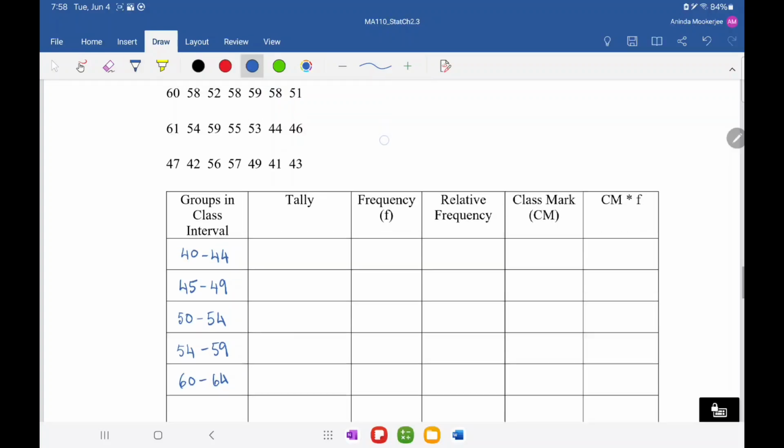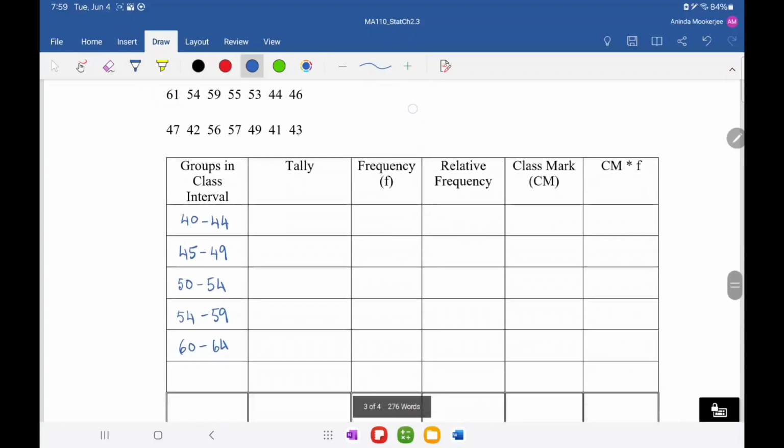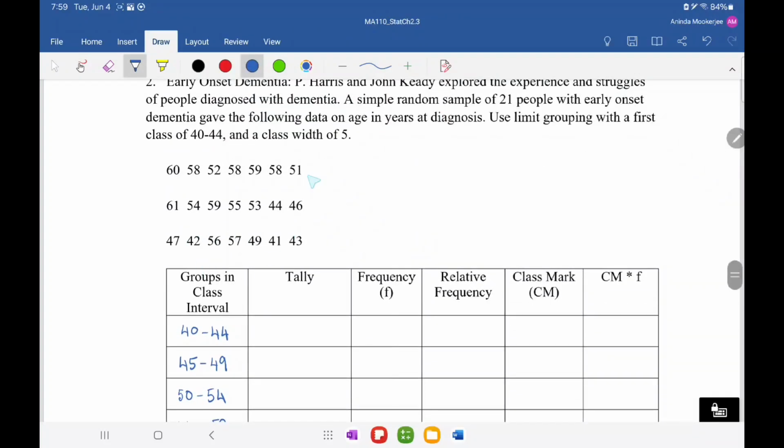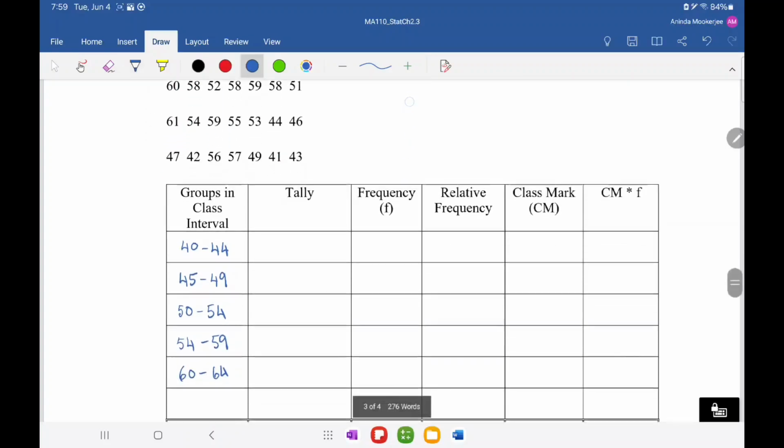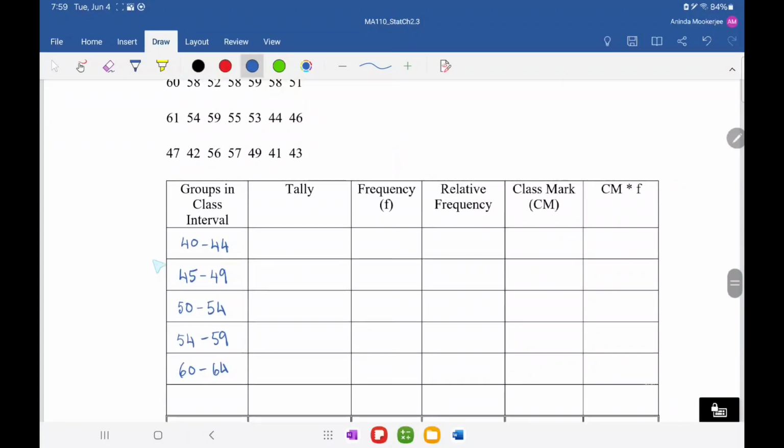Now let's just see what is the largest number in this data set. I think 61 is the largest number. So if we have our interval from 60 to 64 as the last one, that's enough to fit all the data points in our data set. So the lowest value is a 41 and the highest value is a 61. So we got all our intervals here. Let's quickly check the width of each interval.